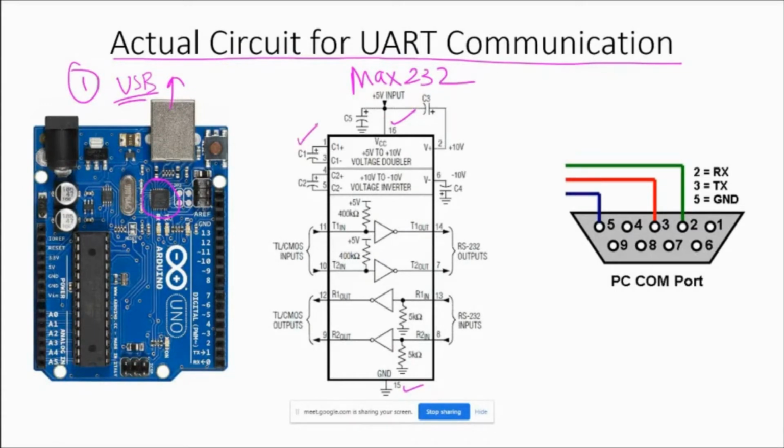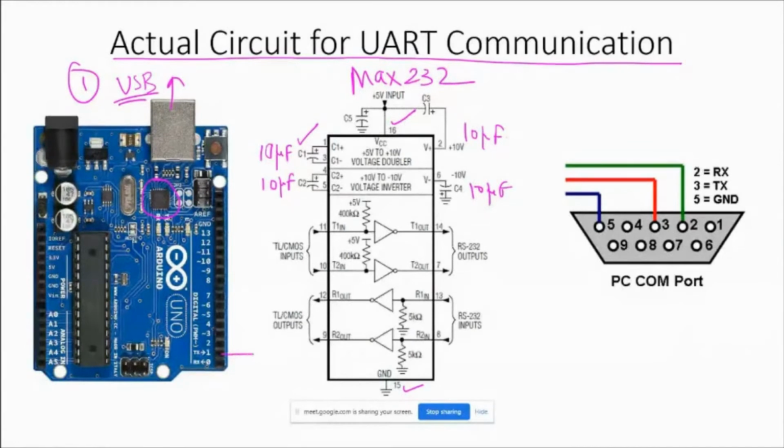Between pin number 1 and 3, we have a 10 microfarad capacitor. Between 4 and 5, you have another 10 microfarad capacitor. On the second pin, you have another capacitor, and on the sixth pin, you also have another capacitor. Totally, you have 4 capacitors, each 10 microfarad. So how is it connected to the PC?